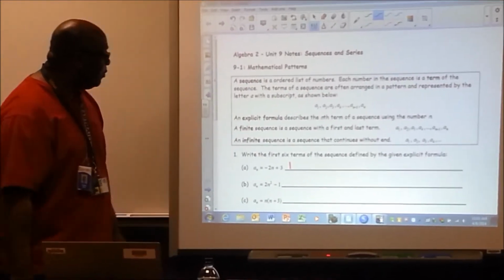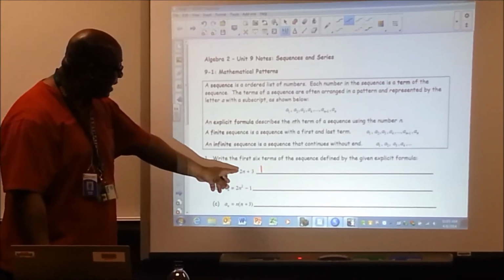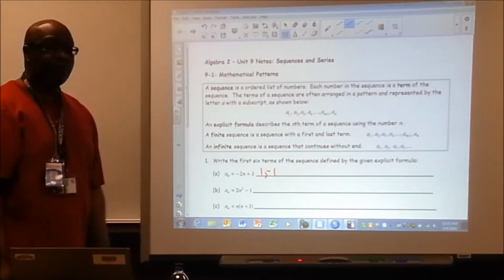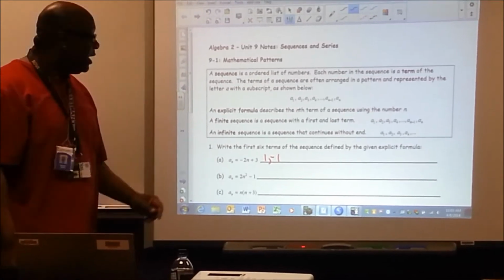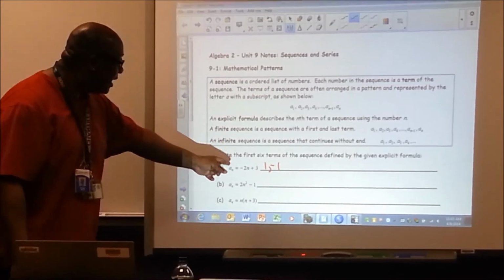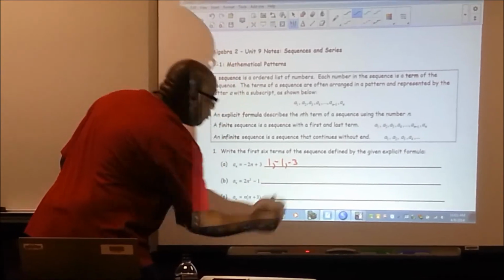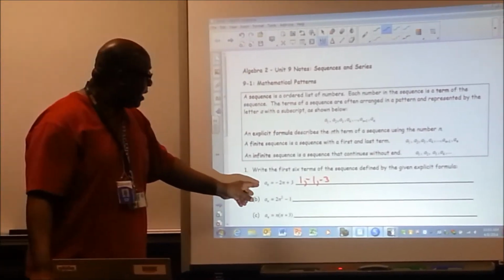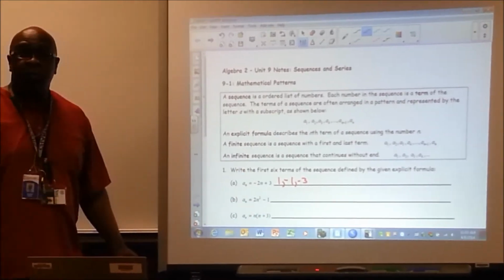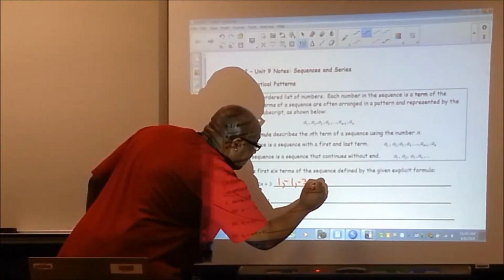A of 2 would be negative 2 times 2 plus 3. So that's negative 4 plus 3, negative 1. A of 3 will be negative 2 times 3 plus 3. So that will be negative 6 plus 3. That will give us negative 3. A of 4 is going to be negative 2 times 4 plus 3. That will give us negative 5.